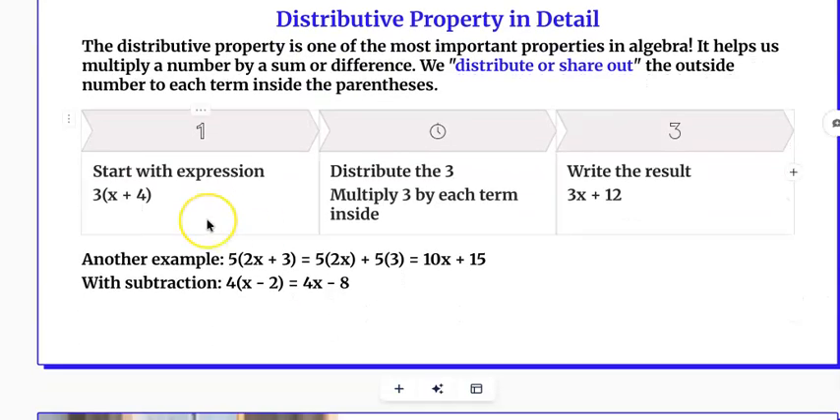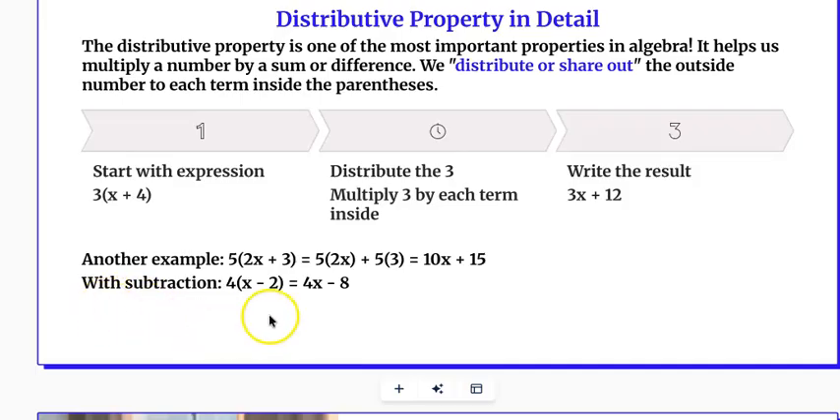And last, distributive. Distributive property is where you group and you're going to share out or distribute. In this example, you'll see that 3 times x plus 3 times 4 gives you 3x plus 12. Another example, 5 times 2 gives you 5 times 2x, and then 5 times 3 gives you 15. The answer is 10x plus 15. We cannot go any further because we don't know the value of x.